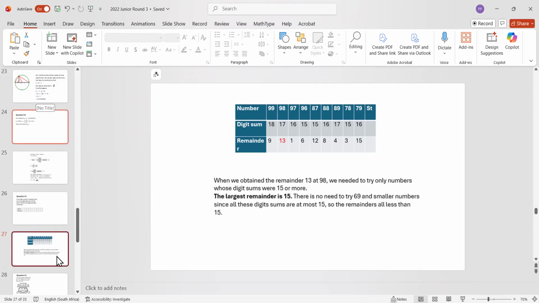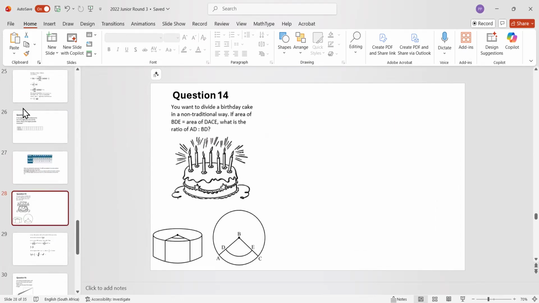All right, so let's get on to the next problem. Question 14. Okay, oh, somebody's birthday here. You want to divide a birthday cake in a non-traditional way. The area of BDF. All right, so there's your birthday cake, just for glamour, to do the diagram. And there's the top of the cake. And this is a cut here. You're cutting out a piece like that.